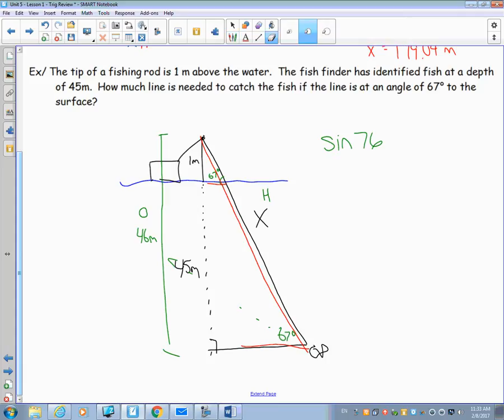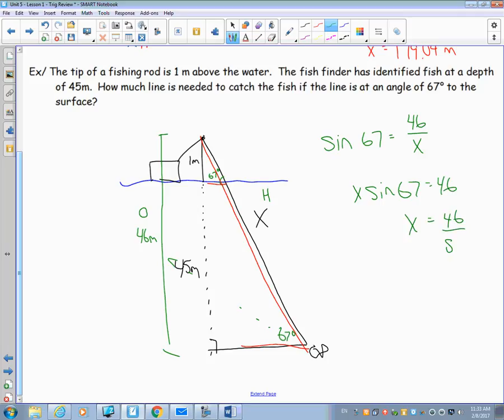Oh, it's not 76, 67. So the sine of 67 equals the opposite, which is 46 altogether, over x. Cross multiply. It kind of looks like the last one now. Divide out. And how much line do we actually need to catch those fish way down below the surface? I get 49.97 meters. Okay.